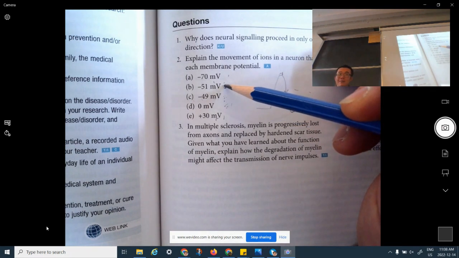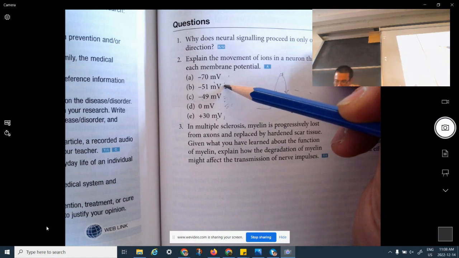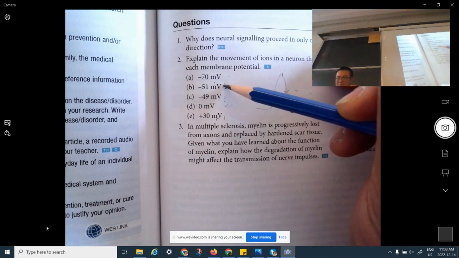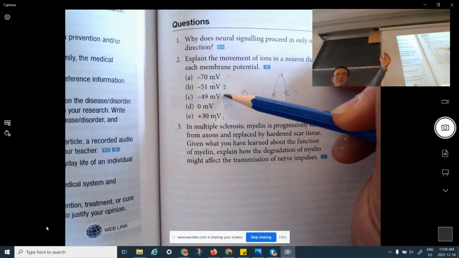So what's happening at minus 51 then? It's past the threshold, so more voltage gated sodium channels are open and sodium ions are rushing in. Do you remember this is on the negative axis, so minus 51 is actually lower than minus 49? So before threshold potential, what happens? Some of those sodium voltage gated channels are open, so some sodium ions are rushing in, but not that much. Now minus 49 is past the threshold potential.